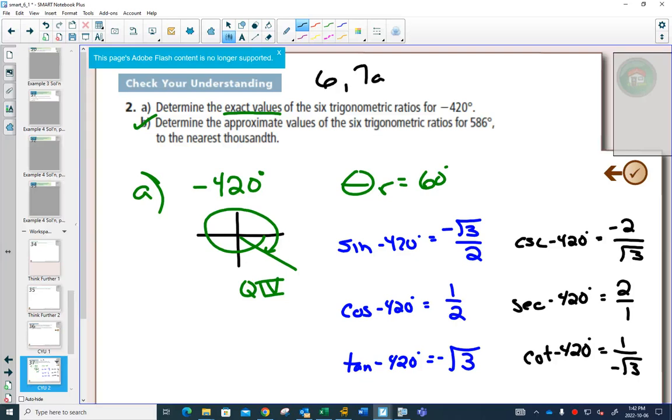So you can circle the questions 6 and 7A.